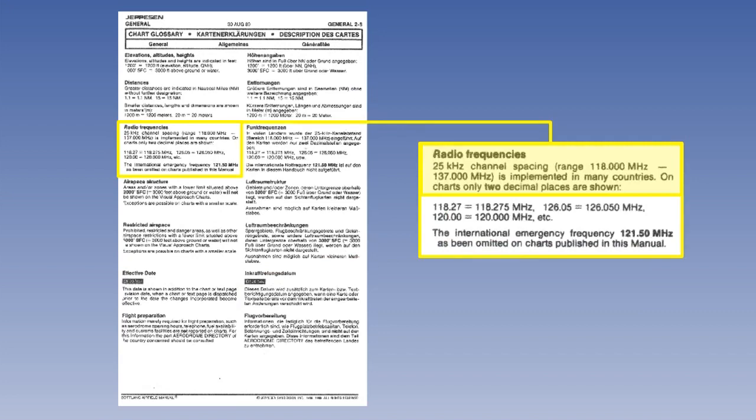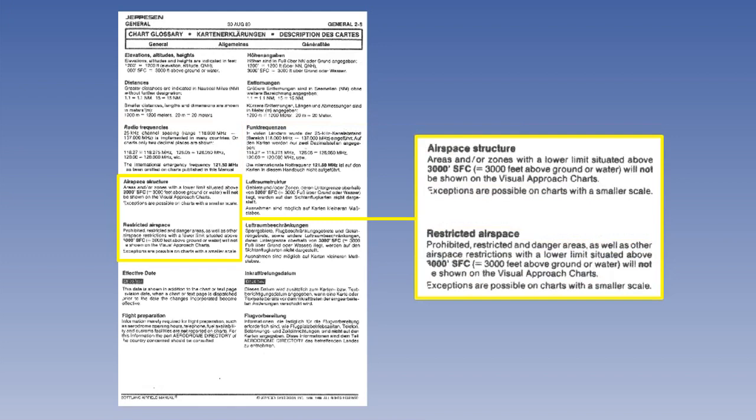Turning to page 2.5, many countries use the 25 kHz channel spacing in the VHF frequencies. However, only 2 decimal places are shown on these charts, as demonstrated in the radio frequencies paragraph. For example, the frequency 118.275 MHz is shown as 118.27. Moving on from radio frequencies, airspace structure and airspace restrictions whose lower limit is above 3,000 feet from the surface are not shown on VFR charts, simply because most VFR flights arriving at aerodromes will be operating at a lower level.